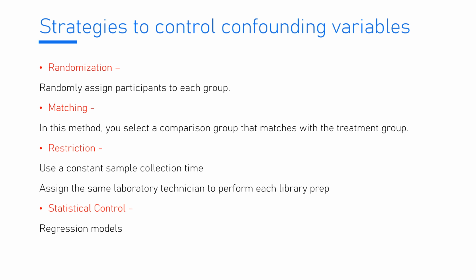Lastly, statistical control. After you've already collected your data, you can include the possible confounders in the regression model to control for the impact of the variable.